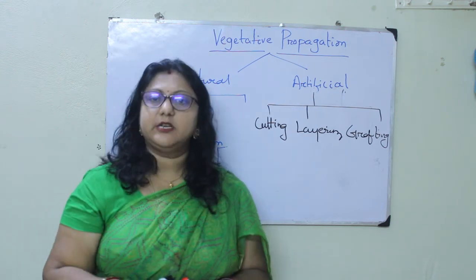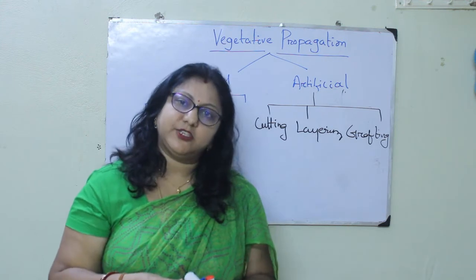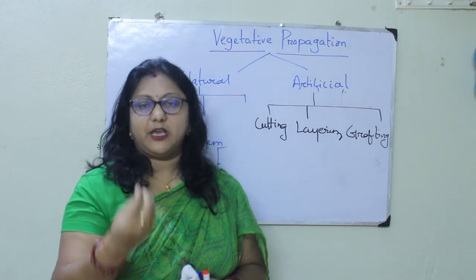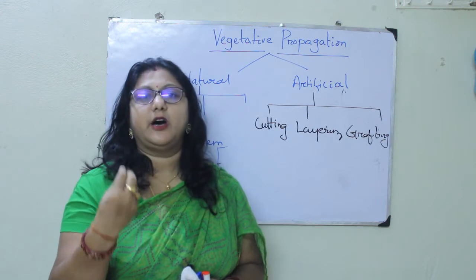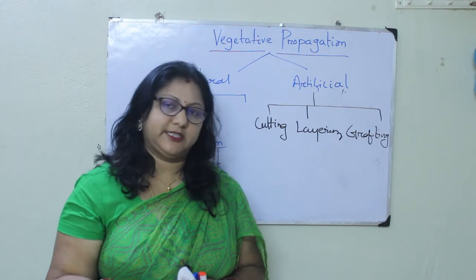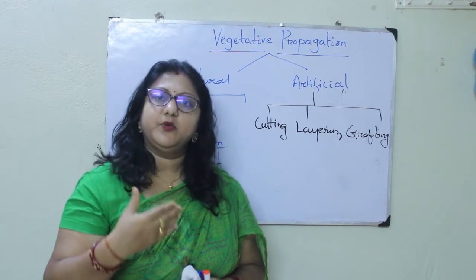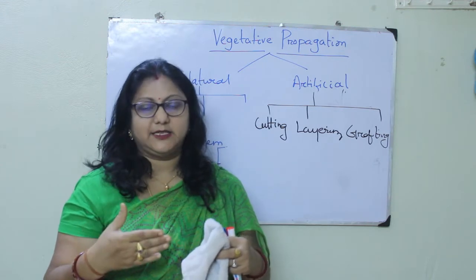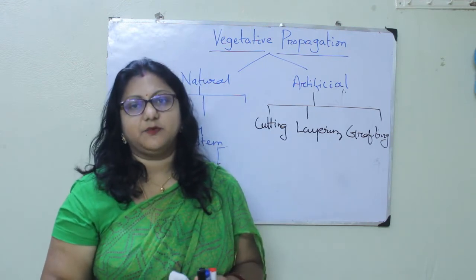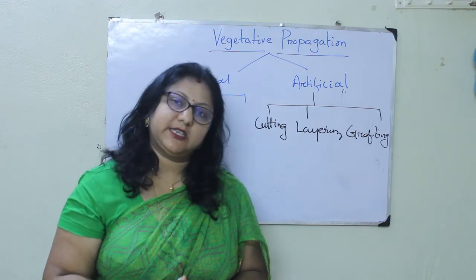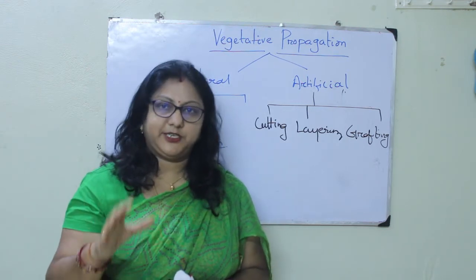And the last one, grafting: two different branches are joined together, and some hormones or chemicals are used to help the joined branches create roots and shoot system, so that a new character will arise from both the source plants. So hybrid characters are obtained by using grafting methods. Yeah. So these are the methods of vegetative propagation.